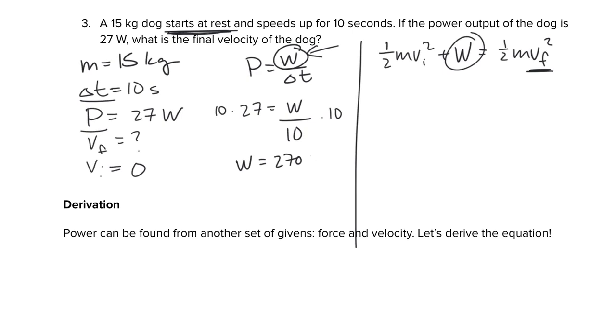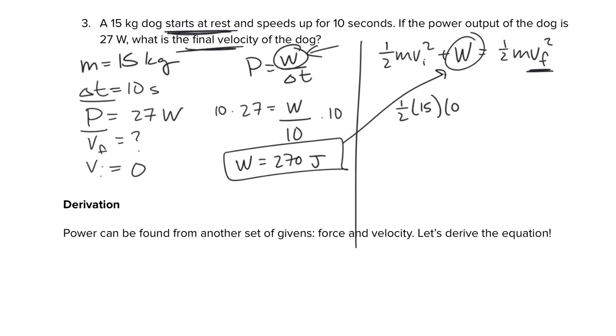There's my tiny eraser again. 270 joules. So that's work. But we want to know the final velocity, so we've got to take that work and plug it in up here with the stuff that we know from the beginning. Plugging into this equation, the work-energy theorem for kinetic energy, it's 1/2 times our mass of 15 times our initial velocity of 0. So the dog was at rest. It had no kinetic energy. That's just going to cancel out. Plus, the dog did 270 joules of work, and that equals 1/2 times our mass, still 15, times the final velocity squared.